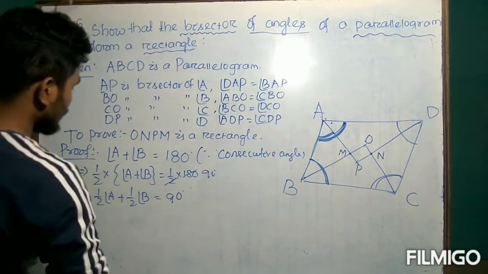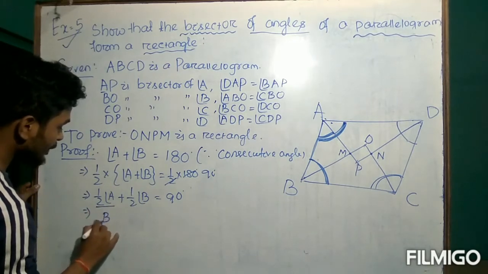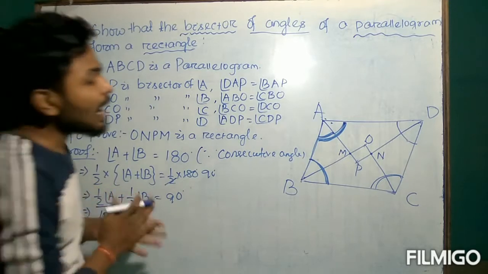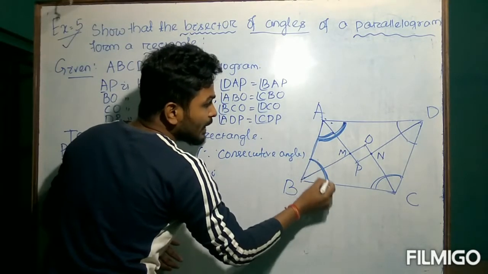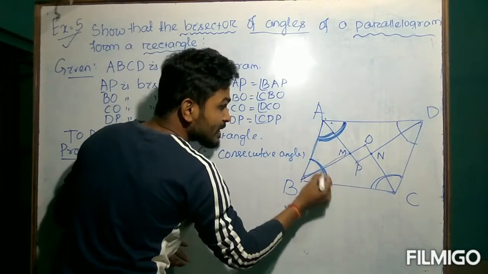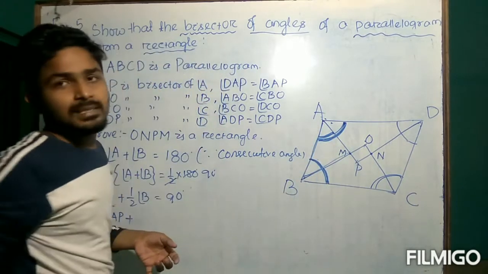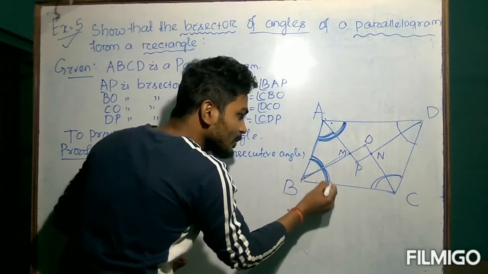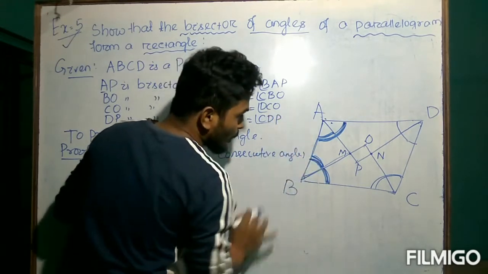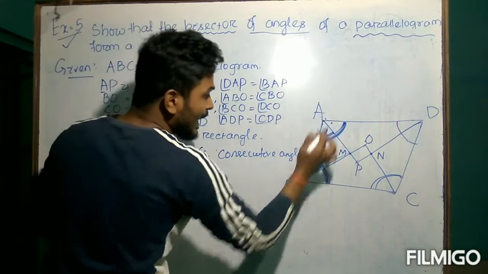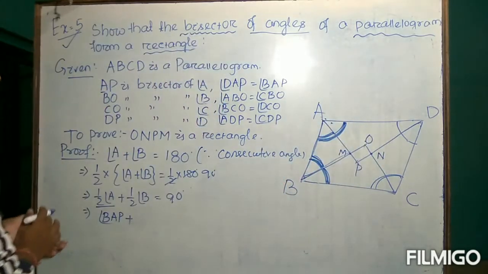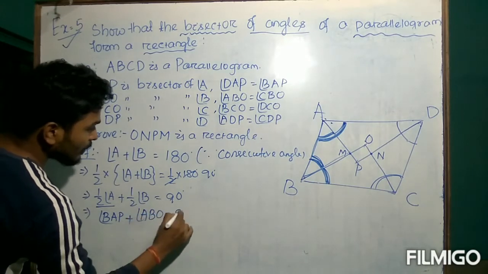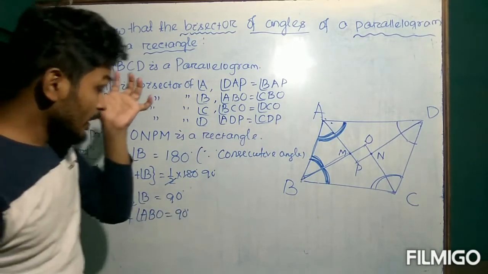So half of A means BAP angle plus, next, half of B. Since this is the angle bisector, this angle is equal to this angle. So half of this angle B can be written as this angle, so half of B can be written as ABO. Understood? So ABO is equal to 90 degree. Okay. Now it is clear.